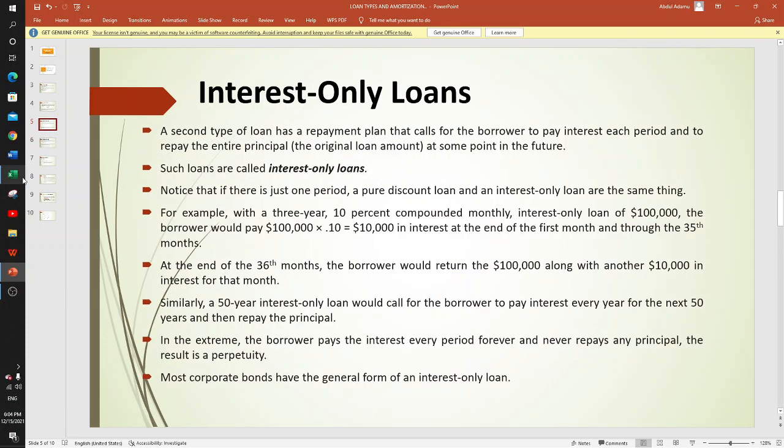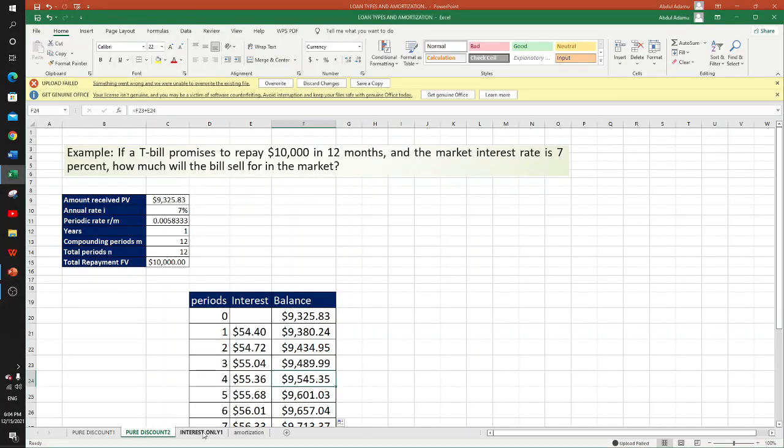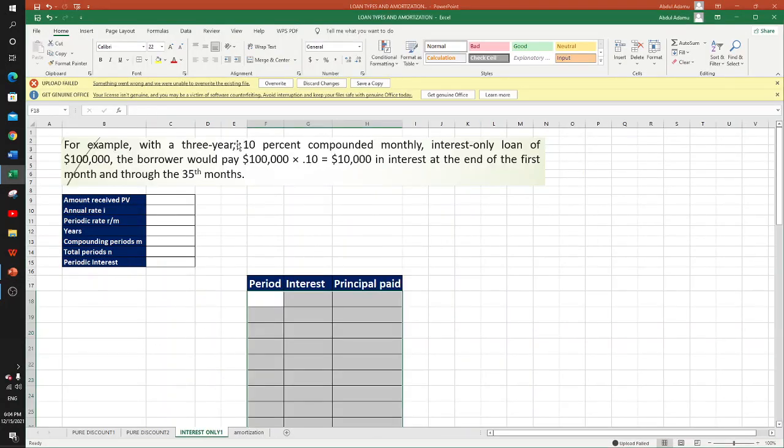So let's go to our Excel and see an example we have treated. A 10% compounded monthly interest only loan. The borrower will repay interest at the end of each period for the first through 35th month. In the 36th month, they will pay the interest and the principal. So let's see.